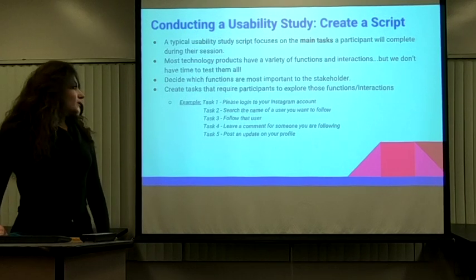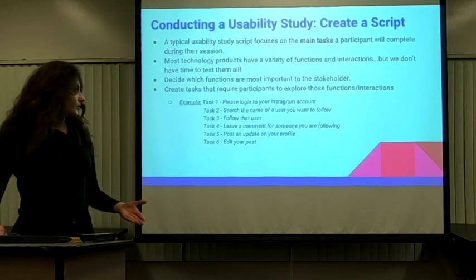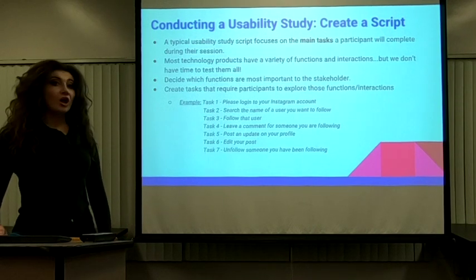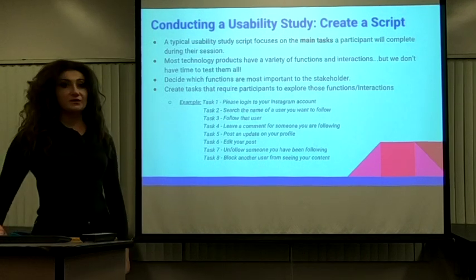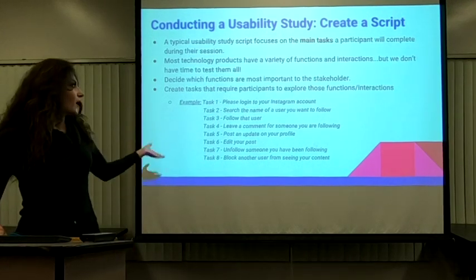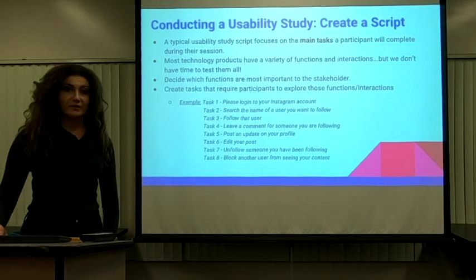Task 5, post an update on your own profile. Task 6, edit that post. Task 7, unfollow someone that you have been following. And task 8, block another user from seeing your content. So these are common user interactions for people who use the Instagram app, for example.